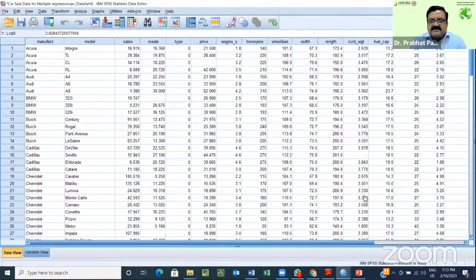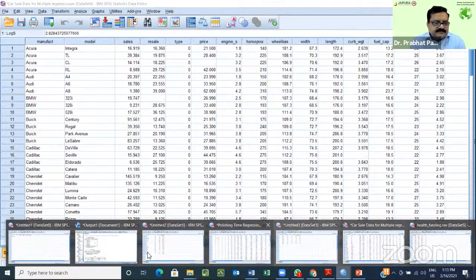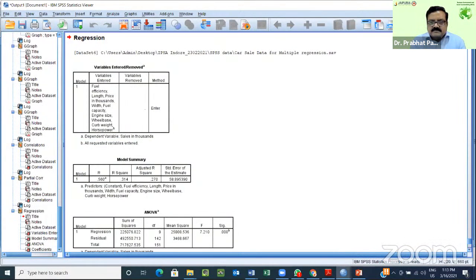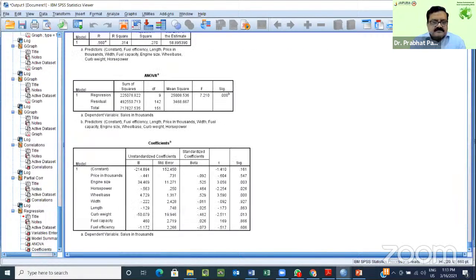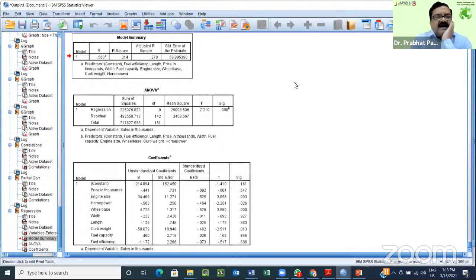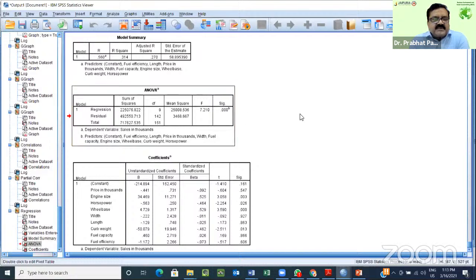And then we say, okay, so let's go back to the output. So here, the model summary, we find that R square is 0.314. So it's a weak model. It's not a very good fit. It's not a very highly fit model, right? But it's usable because ANOVA turns out to be significant. So we are done with that.